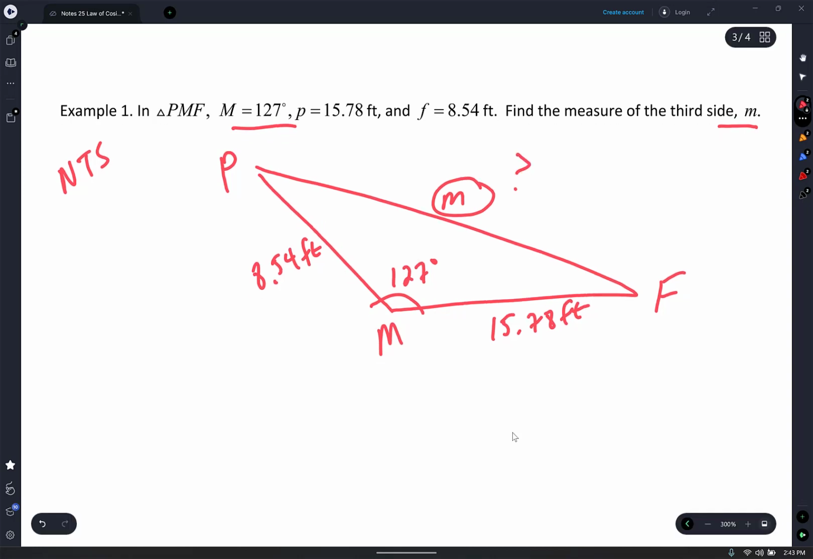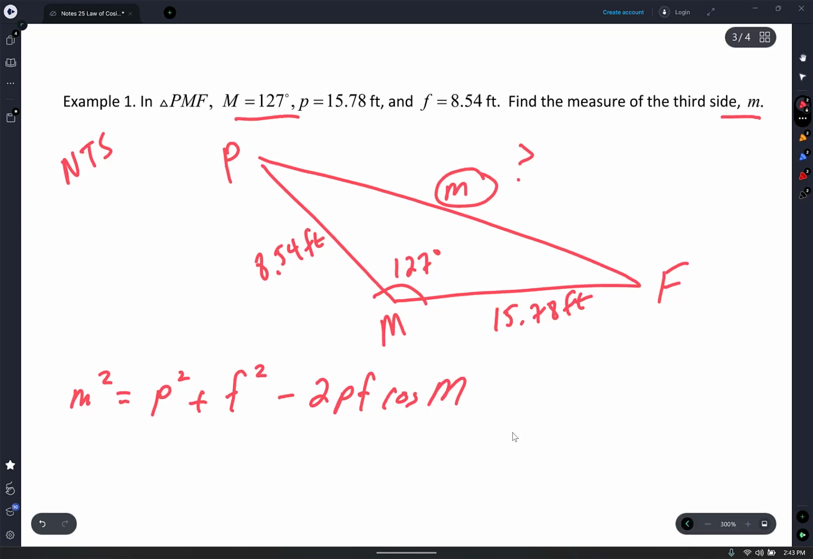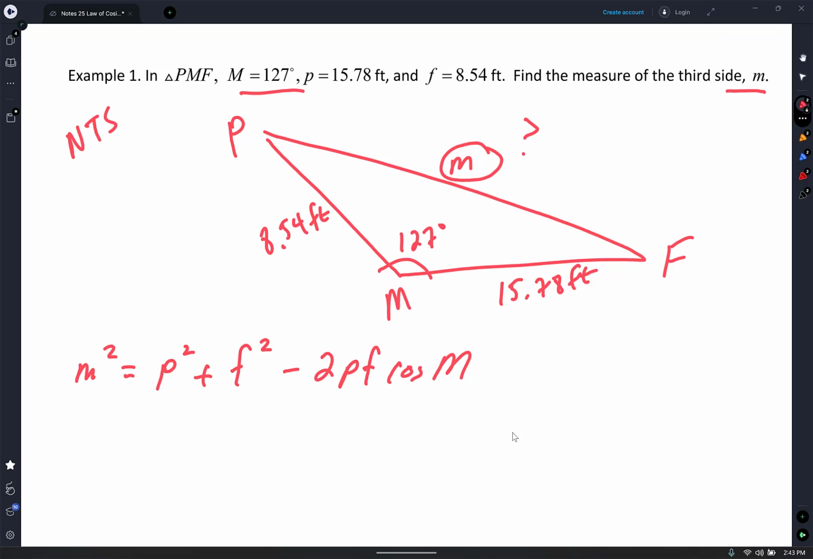According to my theorem, law of cosines, if I want m, so m squared is equal to p squared plus f squared minus 2pf cosine of M. See? If I want little m, it's the big M that's inside the cosine. Yay or nay? Big M is this guy, the 127.